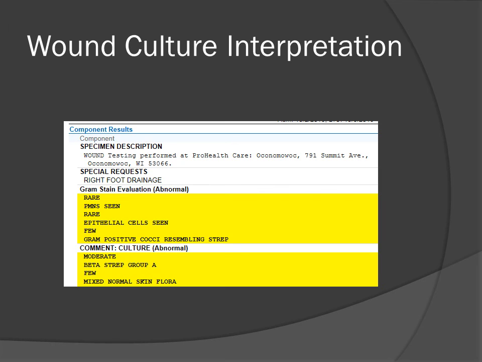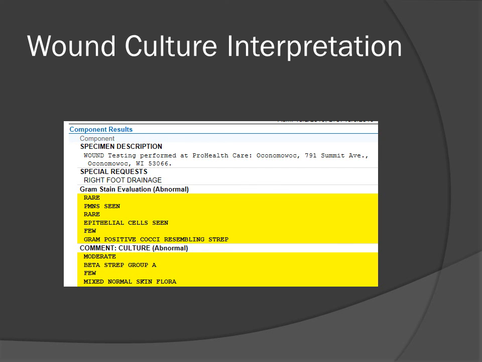So rare polymorphonuclear cells, we know that polymorphonuclear cells are present and present in high quantities when patients have inflammation or infection going on. So the fact that we don't see these is not a very good sign. It doesn't really point to infection. Rare epithelial cells seen means that the sample was likely taken from the right spot.